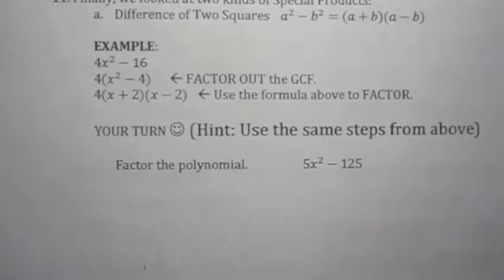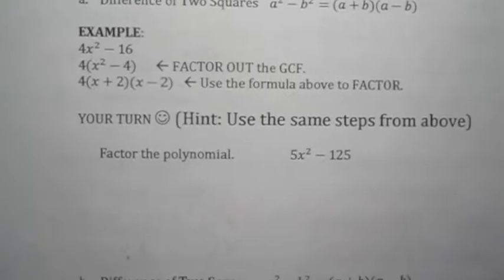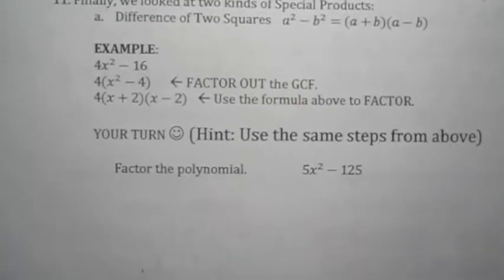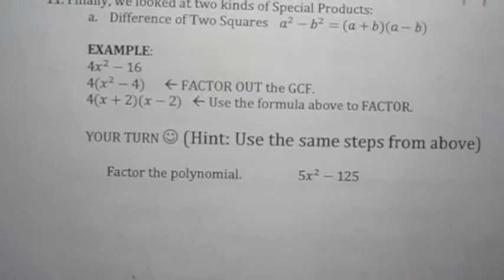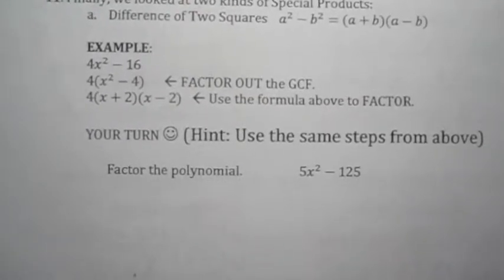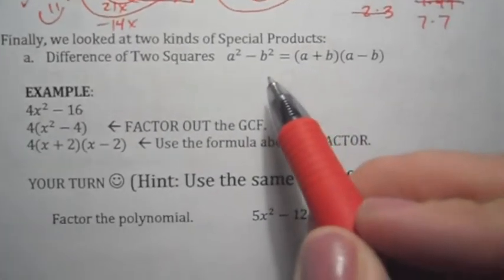Now let's look at number 11. Number 11 addresses the two kinds of special products that we learned about in section 9.7. First, there was difference of two squares, and then perfect square trinomials. Let's look at the difference of two squares first. They gave us this formula.